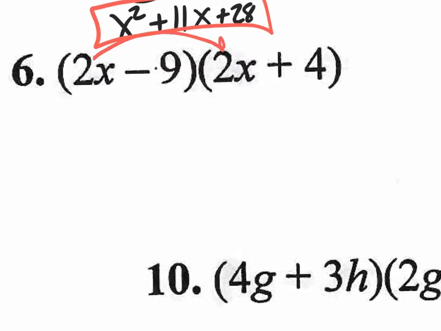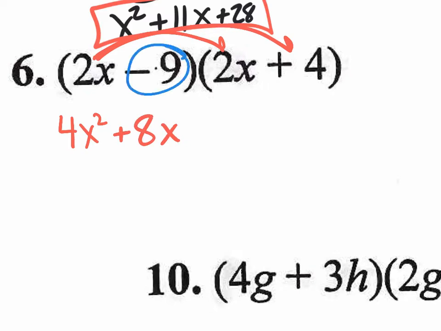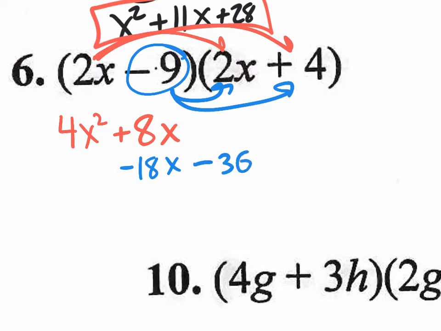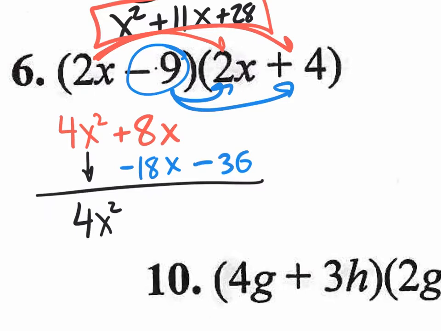2x times 2x, well, that's 4x squared. 2x times 4, that is a positive 8x. Now, when I distribute negative 9 times 2x, that's negative 18x. So what I'm saying about stacking is you could write the negative 18x right below the other x term, because that's what you need to combine anyway. And then negative 9 times 4, that's negative 36. And when you combine the lines, the 4x squared comes down. The positive 8 with the negative 18, that's going to leave you a negative 10 of those x's. And the minus 36 comes down.